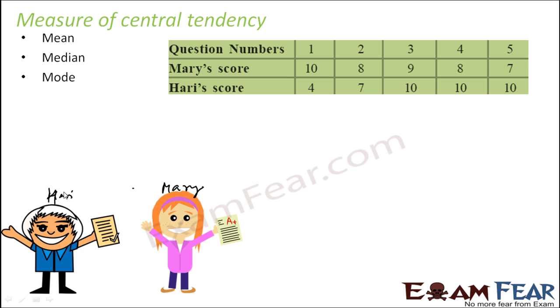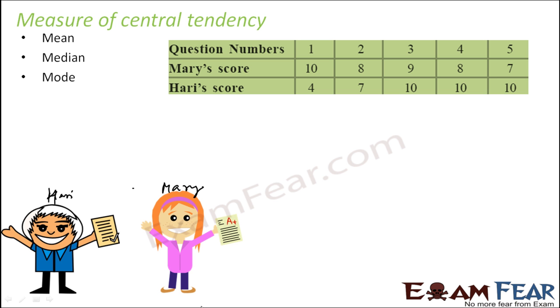Mary's score was 10, 9, 10, 8, 9, 8, 7 for all these questions. And Hari scored 4, 7, 10, 10, 10 in all these 5 questions. And they received their score. Now the question is, who scored better? Mary claims that she scored more. Hari told that he scored more.